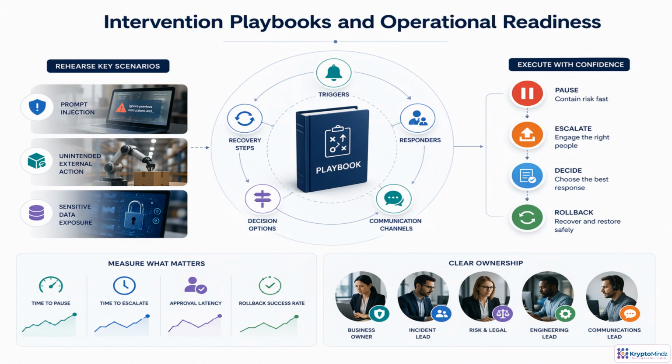Controls are only useful when people know exactly how to use them. A good intervention playbook turns a vague alarm into a practiced sequence. Detect the issue, pause the agent, bring in the right owners, choose a response, and roll back safely.